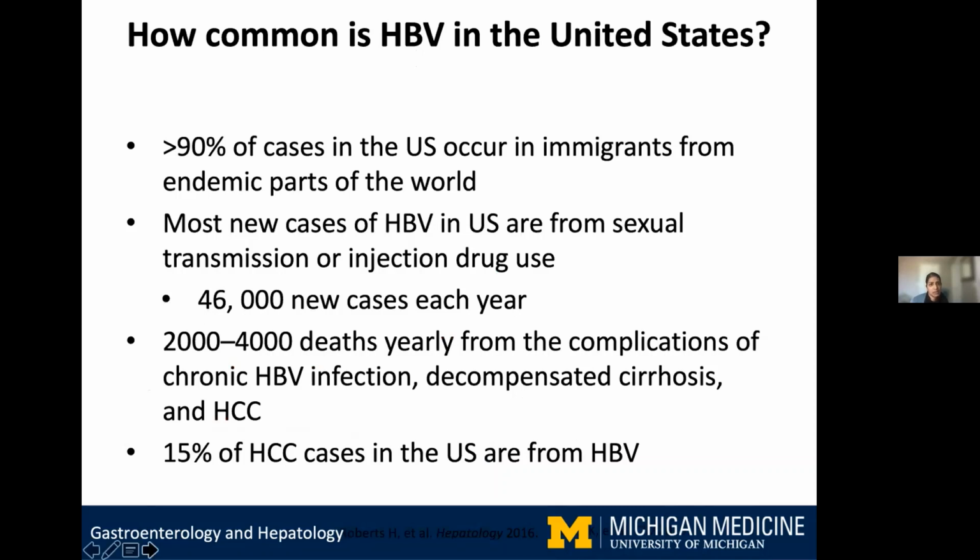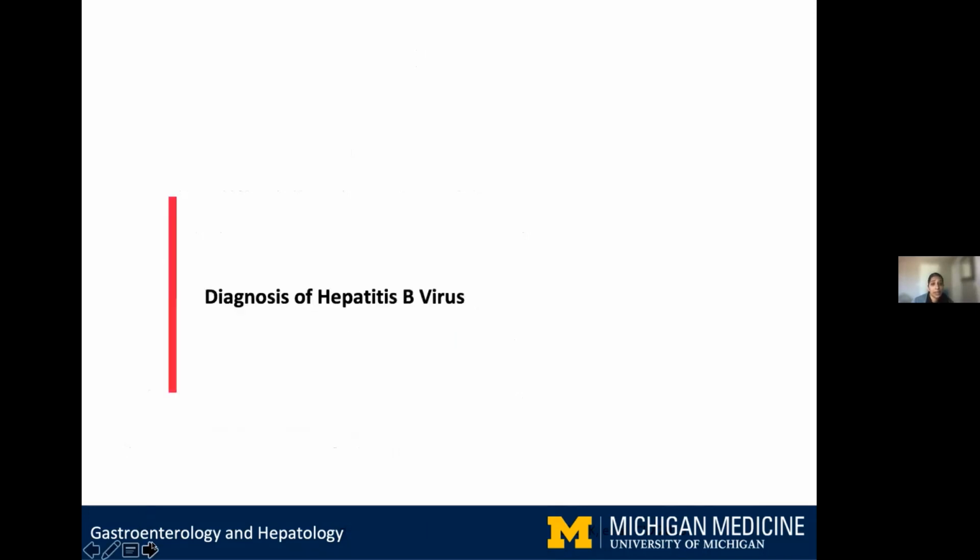So how common is Hep B infection in the United States? More than 90% of cases in the US occur in immigrants from those endemic parts of the world. Most new Hep B cases of acute infection in the United States are from sexual transmission or injection drug use. And 2,000 to 4,000 deaths occur annually from complications of chronic Hep B infection, decompensated cirrhosis, and liver cancer. 15% of liver cancer cases, even in the United States, are from Hep B infection.